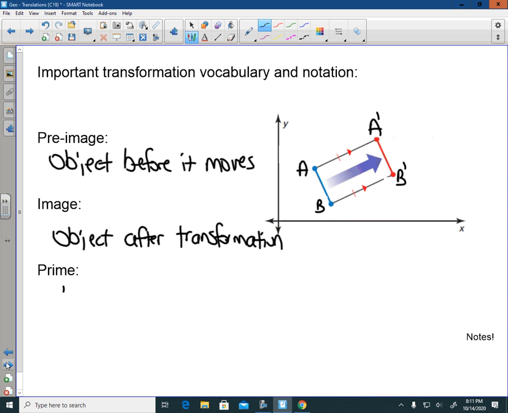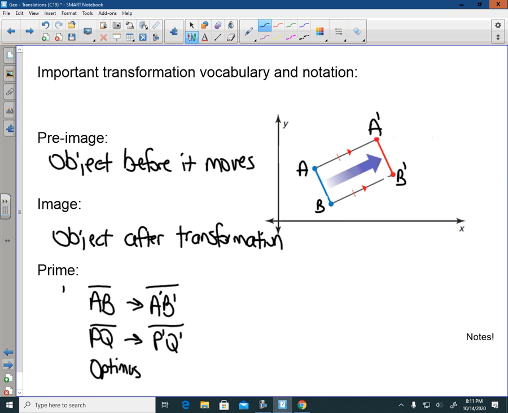And so AB turns into AB prime. Okay? You know, PQ would turn into PQ prime. And let's see, Optimus would turn into Optimus prime. Best joke of the year. Sorry, it doesn't get better than that. Anyway, moving on.